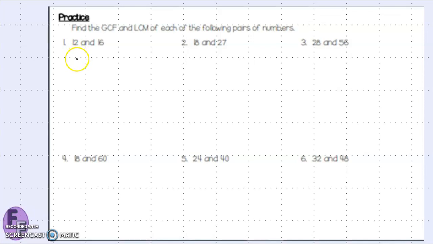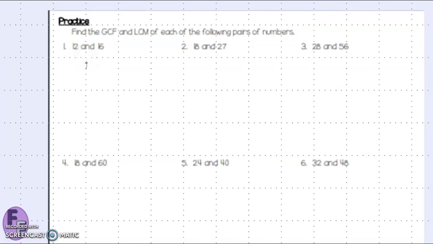So the first problem is 12 and 16. We set up the problem with a 12 and a 16, and we shift the ladder bar underneath, or our division bar. We look at 12 and 16 and decide what's the common factor we can divide both numbers by. Since both are even, I'm going to divide both by 2. 12 divided by 2 is 6, and 16 divided by 2 is 8.